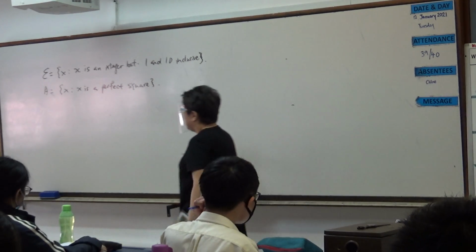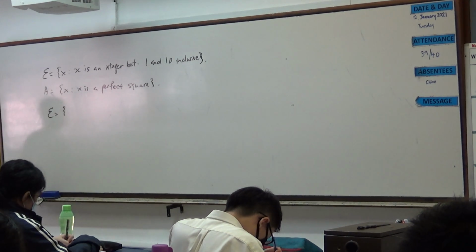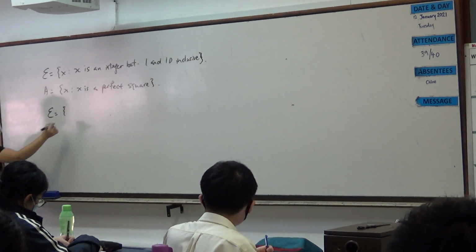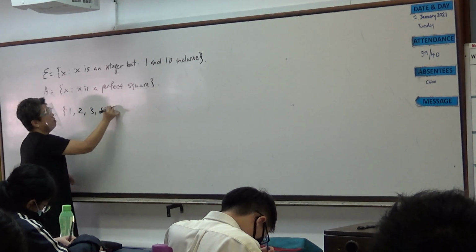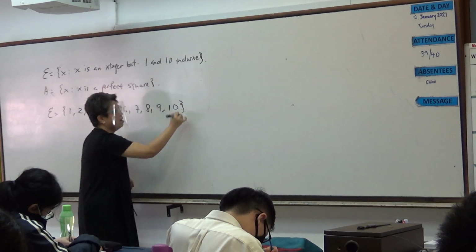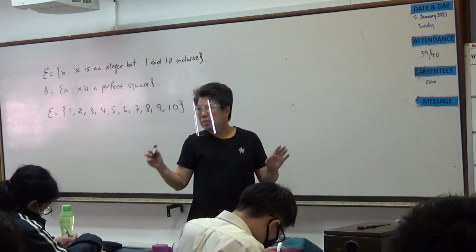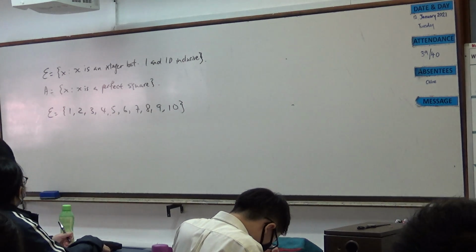Let's list the universal set first. It's an integer between 1 and 10 inclusive. So it must be what? 1, 2, 3, 4, 5, 6, 7, 8, 9, 10. Agree, class? That means our whole question is from 1 to 10 only, because it's a universal set.